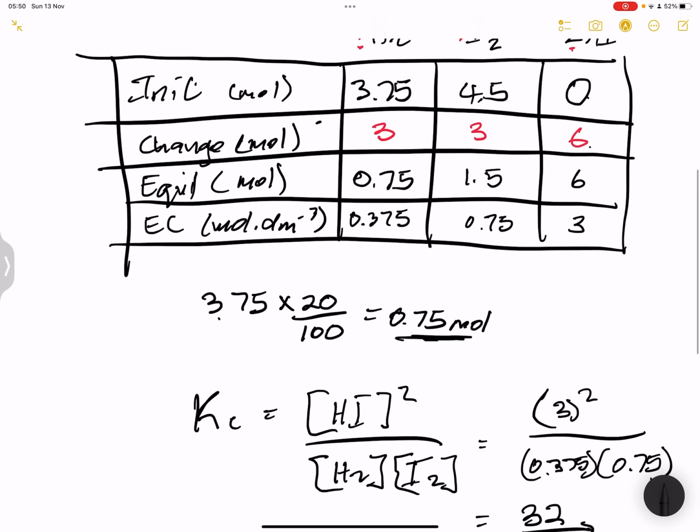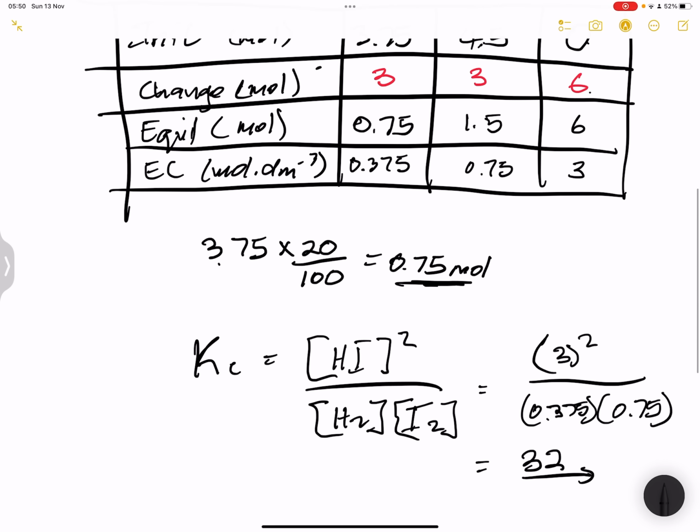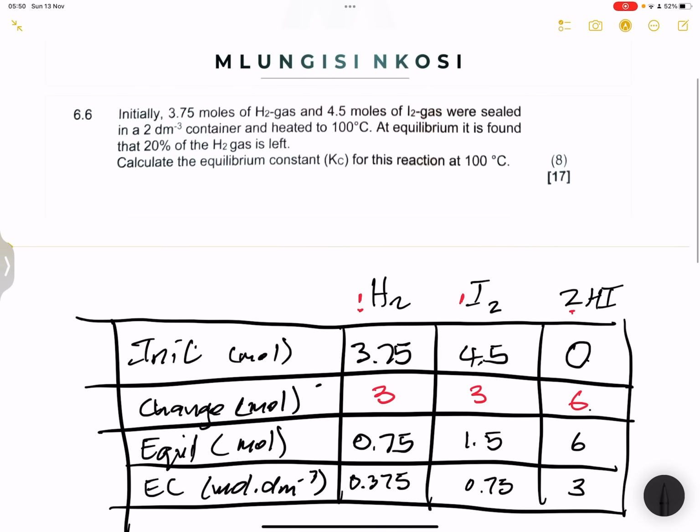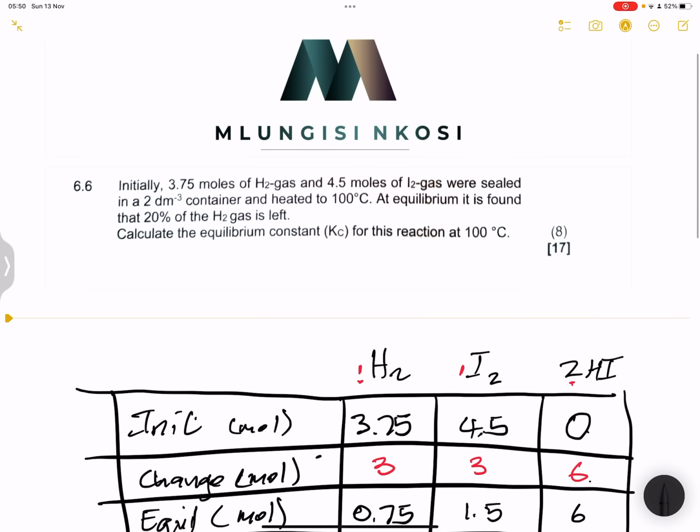Remember that Kc does not have any units. So, and that is how the cookie crumbles. I hope that you were able to understand and enjoy that question.